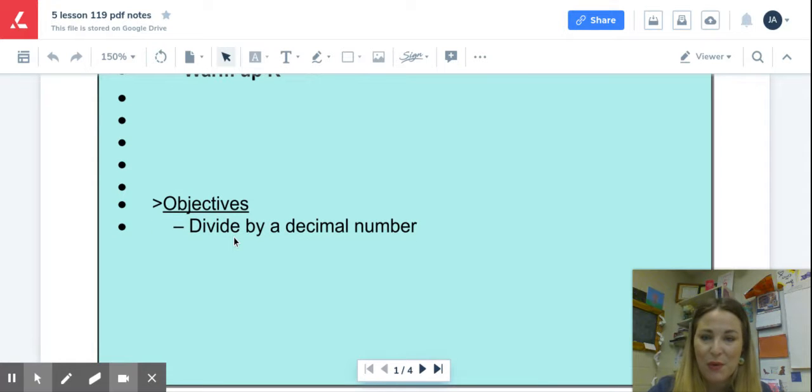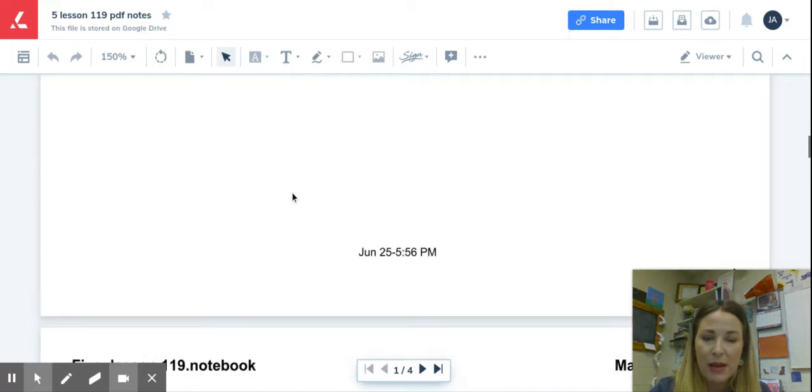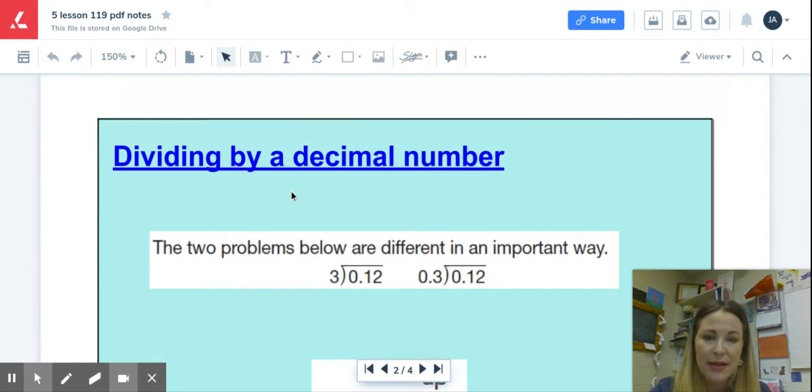Our learning target for today is dividing by a decimal number. And I should just say too, this is really awesome that we're touching on this in fifth grade. It's a fifth grade standard, but also carries up into sixth grade. You will do a lot of this work in sixth grade, towards the beginning of the year. So it's really great that we're taking the time to look at this now.